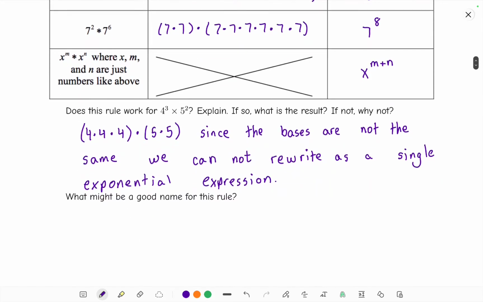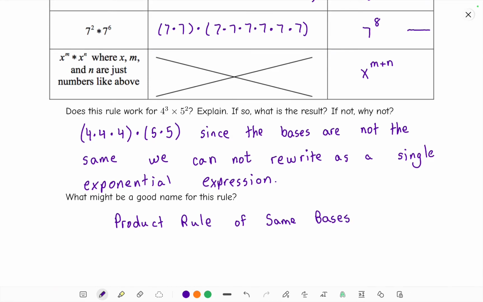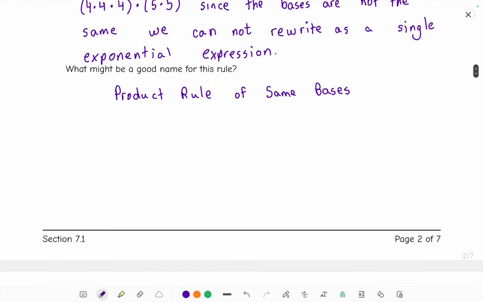What might be a good name for this rule? A lot of textbooks call this the product rule, because you are taking the product of two exponents. I like to be a little bit more specific. The product rule of same bases. Okay, let's move on.